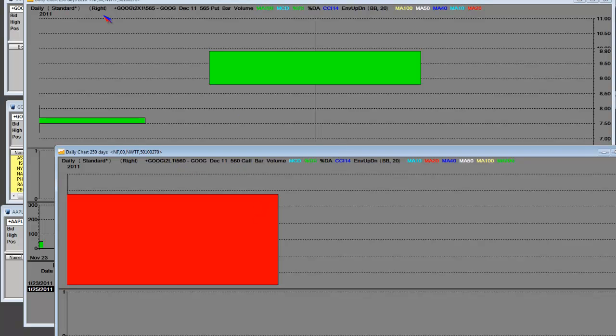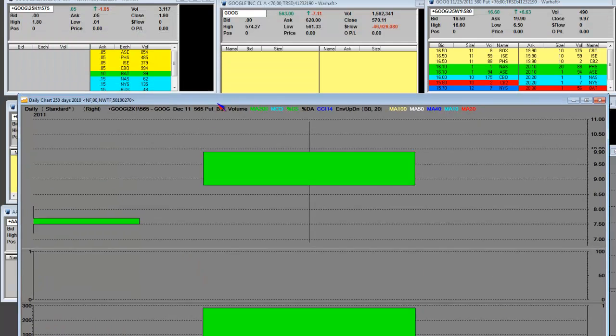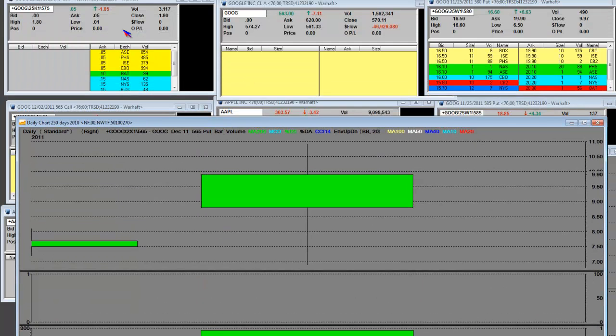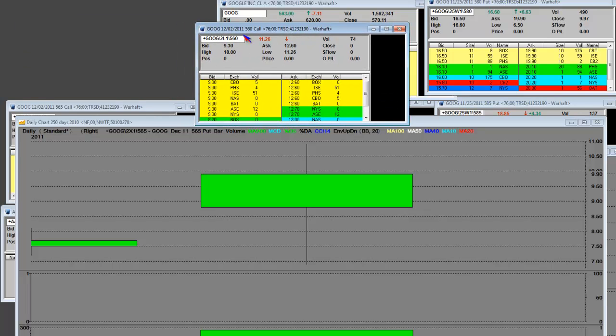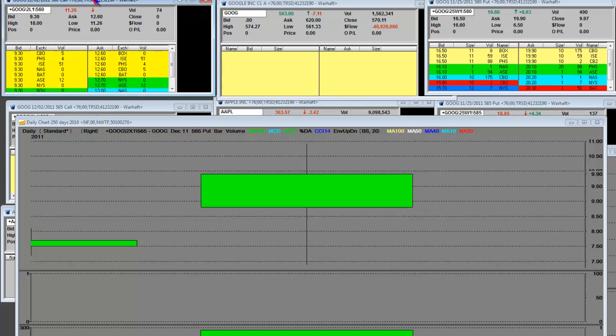weekly contract. These are weeklies, okay? And they expire next week. So here's the expiration week. Google closes at 563. And if I go in here and put the 560 call over here, here is the bid and the ask right here. 12/02/2011 is when they expire, and they're a weekly. Okay. And here is the 565 put right here.